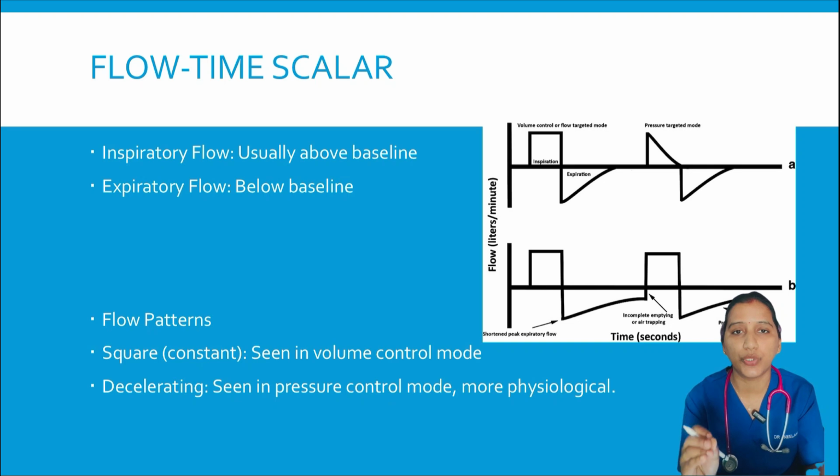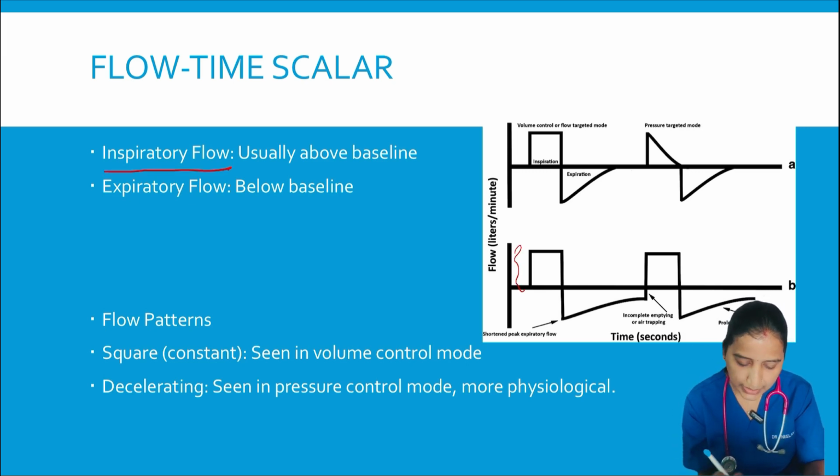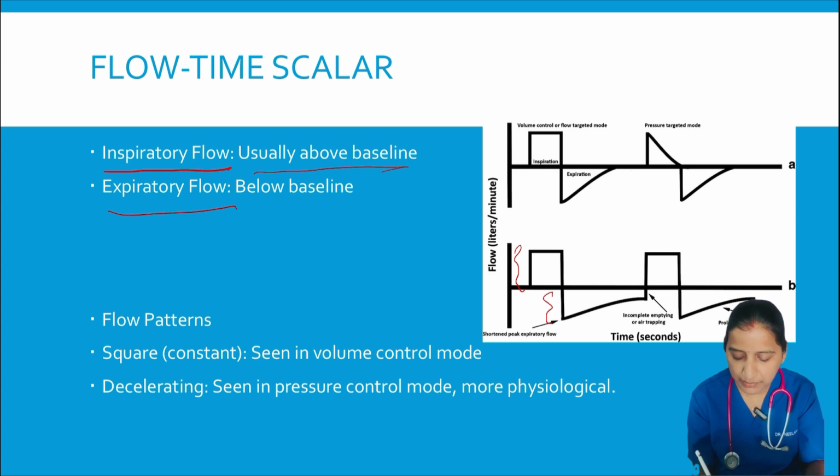So next, coming to the flow time scalar, gas flow between the patient and the ventilator is basically represented by this flow time scalar. It has an inspiratory flow, which is usually above the baseline as seen here, and expiratory flow, which is seen below the baseline.